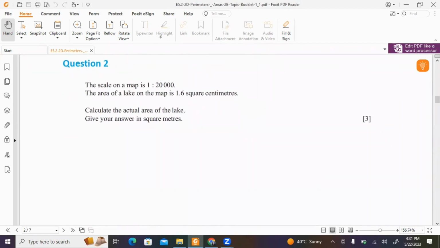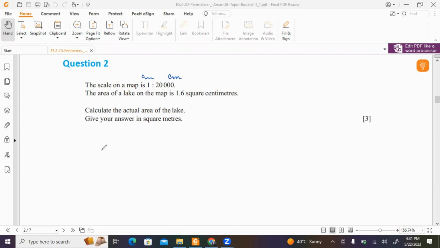Then question 2 is saying the scale on the map is 1 to 20,000 centimeters. The area of a lake on the map is 1.6 square centimeters. Calculate the actual area of the lake, give your answer in square meters.